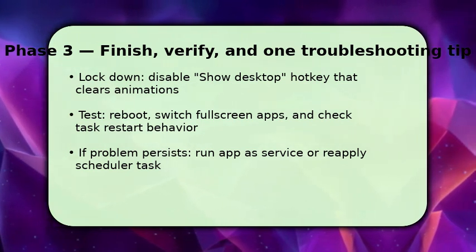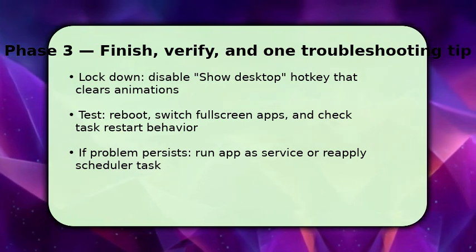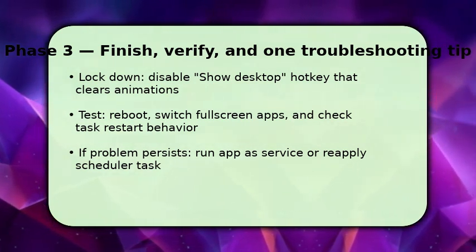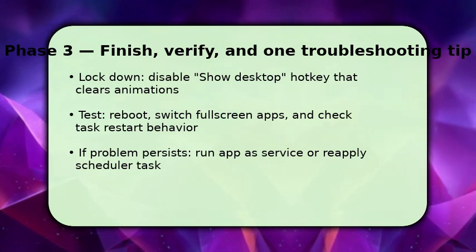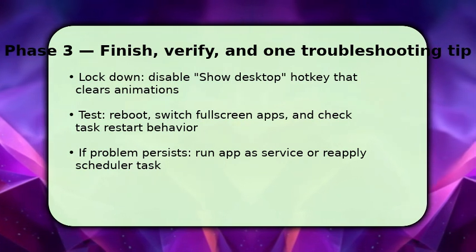If you still lose the wallpaper, run the app as a background service or reinstall it and reapply the task scheduler task. This often fixes permission or race conditions. If nothing works, restart the app after a clean boot to isolate third-party conflicts.